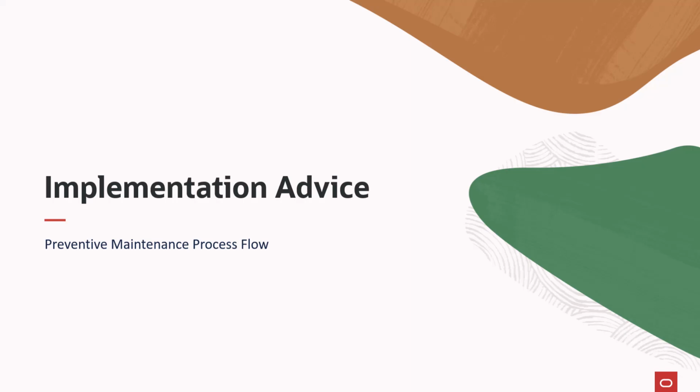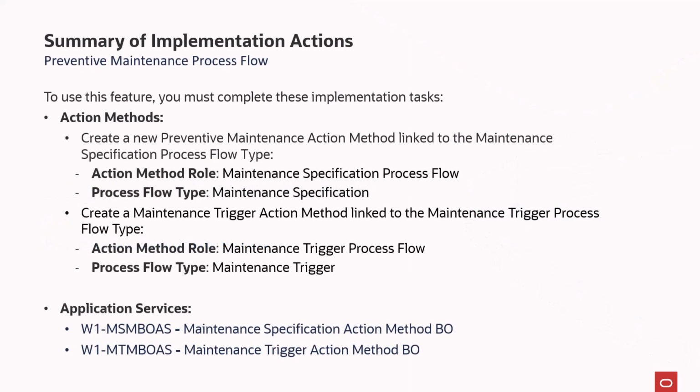In this implementation advice section, we'll go through what you need to consider before enabling this feature in your business and what you need to know to set it up. As detailed on the slide, you'll need to set up 2 action methods and assign 2 new application services to the appropriate user groups. Those would be the user groups that are responsible for creating PM-related records.